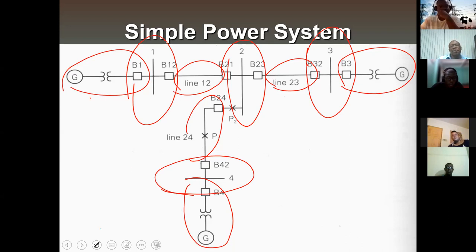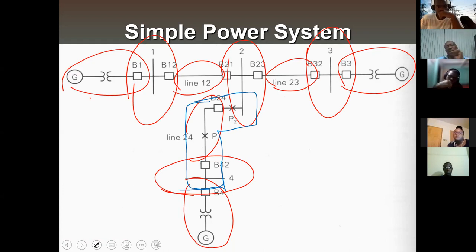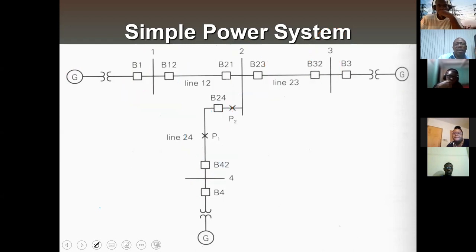In terms of overlaps, let's look at line 2, 4. Where would the overlaps be? I would now have to make that overlap with all of that. It means that if I get a fault on the line, anywhere on the line, then it would cause both B42 and B24 to trip. I know it looks confusing now, right? If that fault is there, I want these two breakers to trip.